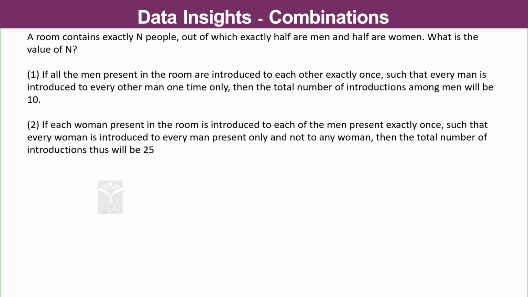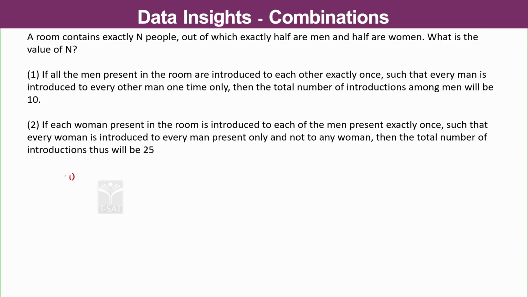Let us move to the next question now. A room contains exactly n people, out of which exactly half are men and half are women. What is the value of n? First statement says if all men present in the room are introduced to each other exactly once, such that every man is introduced to every other man one time only, then the total number of introductions among men will be 10. And second statement says that if each woman present in the room is introduced to each of the men present exactly once, such that every woman is introduced to every man present only and not to any woman, then the total number of introductions thus will be 25.